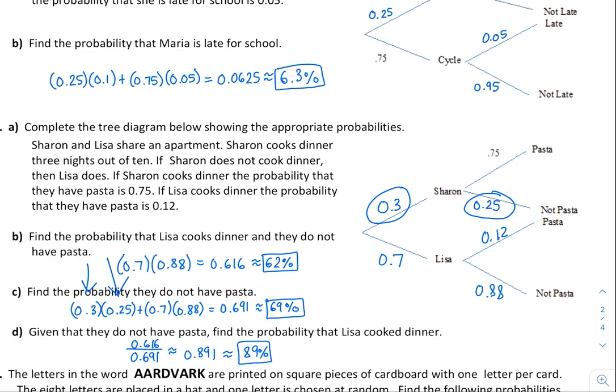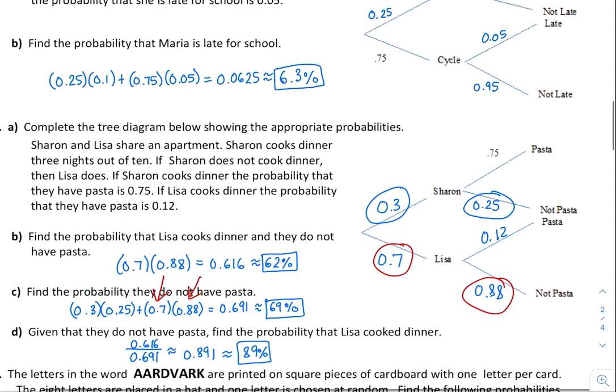Now, there's another way that they don't get pasta, right? If Lisa cooks and she doesn't create pasta. So 0.7 times 0.8, which is how we get these two. So multiply Sharon's probability of not making pasta plus multiply Lisa's probability of not making pasta.